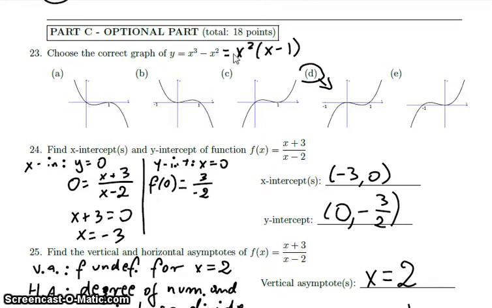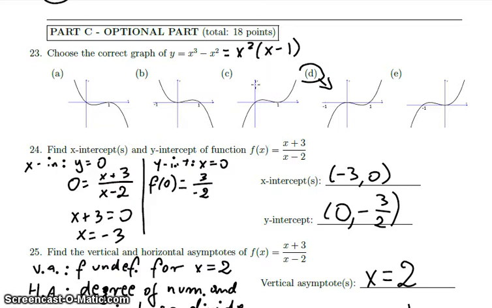Then you factor x squared out. So this equation becomes y is equal to x squared times x minus 1. We can see that the zeros of this equation are 0 and 1. So the graph has to cross the x-axis at 0 and 1 or touch.